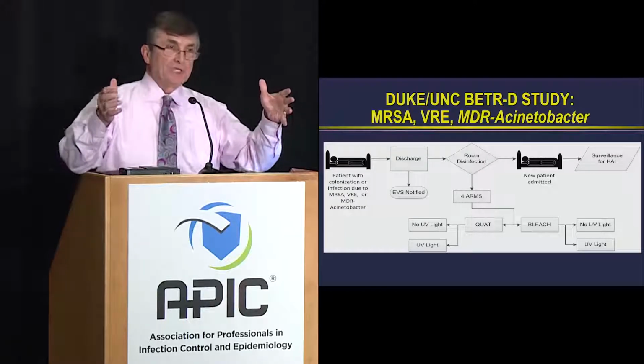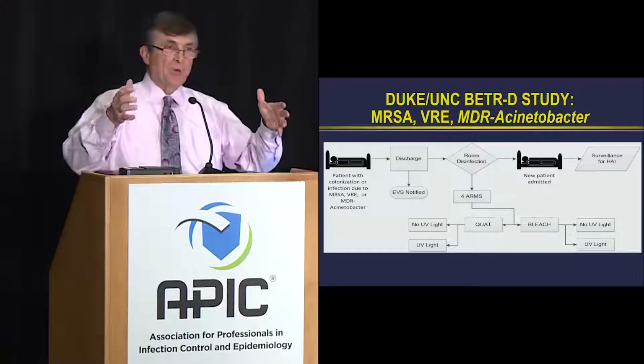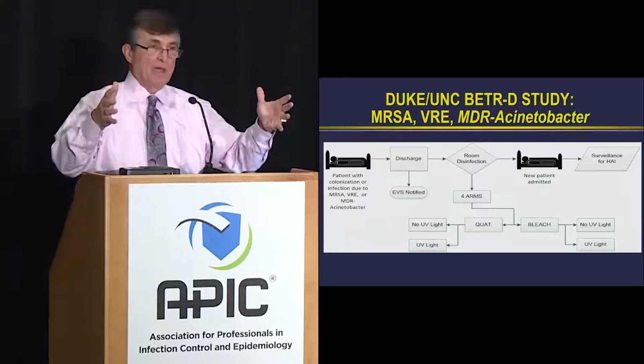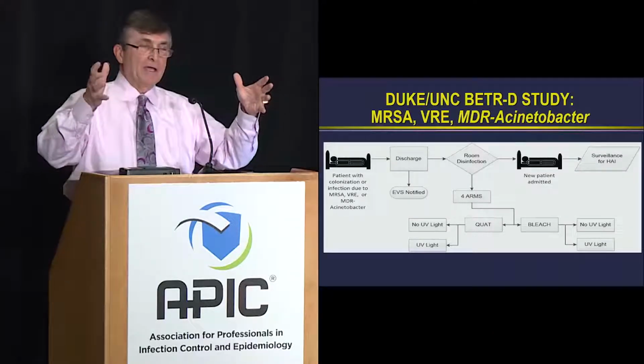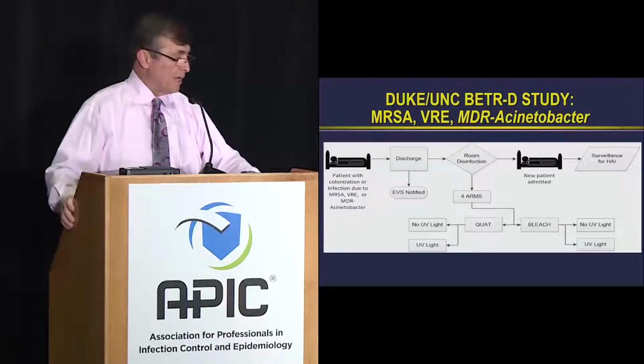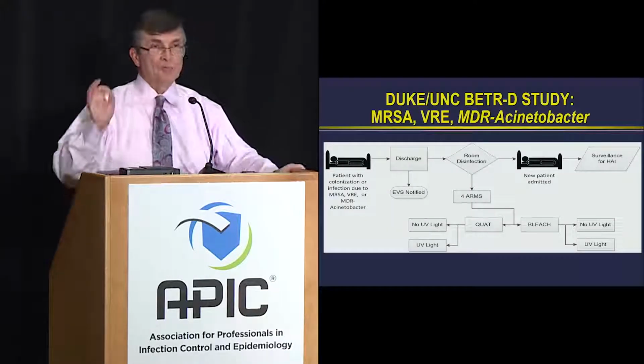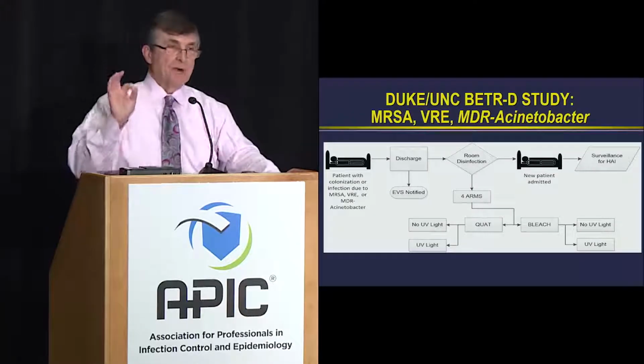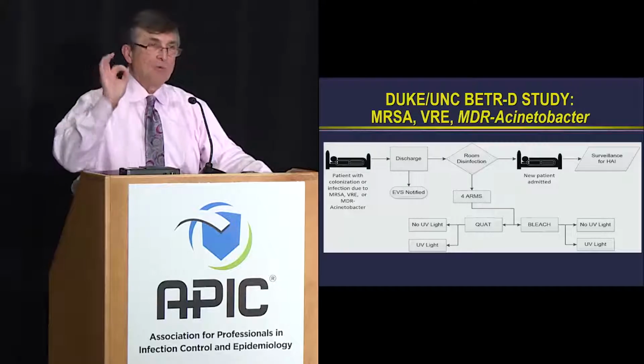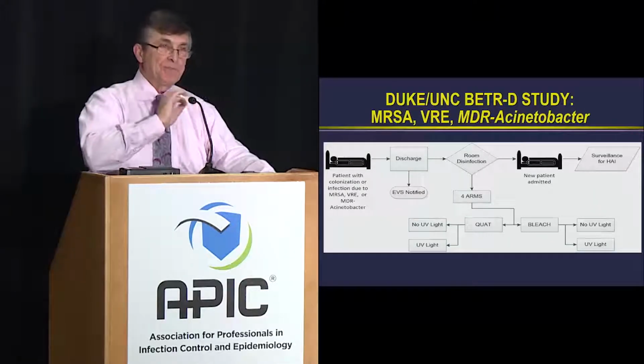If the hospital, like UNC hospitals, was in the quat phase, then the room would be cleaned with quat. If they were in the quat UV phase, then it would be cleaned with quat UV. Then the patient was monitored. The patient was monitored for essentially acquisition of the previous patient's pathogen.